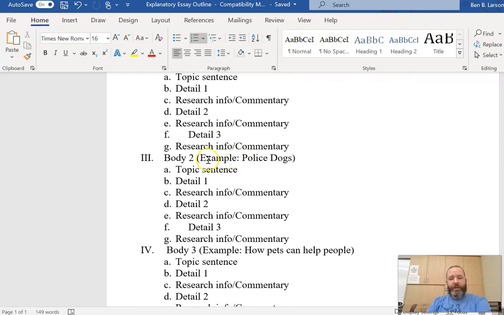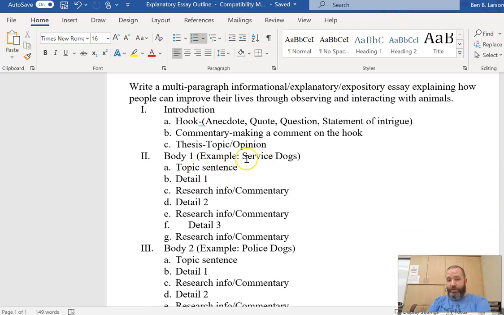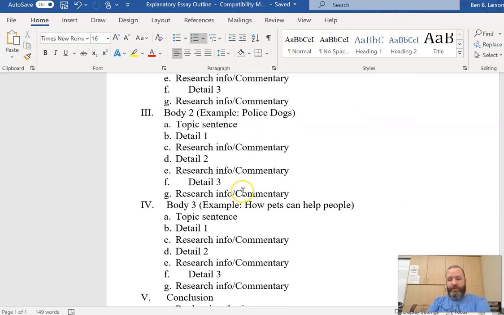For body paragraph 2, I chose police dogs. You'll talk about bomb sniffing dogs and canine units and drug sniffing dogs and all those different types of dogs and how they help police. This is just an example. You can choose other topics. You saw the articles that I showed you on my website. There's tons. This is just a couple of examples. You do not have to do these 3. Body paragraph 3, how pets can help people. We haven't talked about pets so far, so on our 3rd body paragraph, you can talk about this.